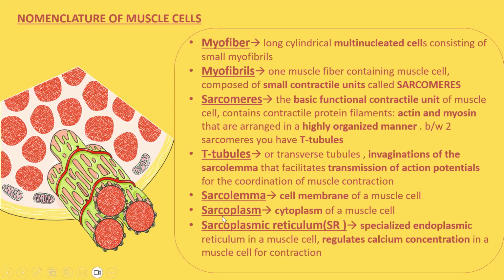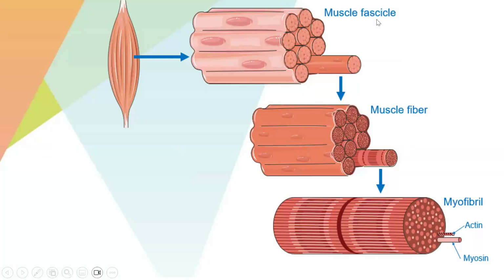Okay, and then any cell has a cytoplasm, but our muscle cell has a sarcoplasm, which is just the cytoplasm of a muscle cell. And any cell will have an endoplasmic reticulum. In our case, we have a sarcoplasmic reticulum, which is basically the calcium storage. Okay, so this is another picture. This is the muscle cell. This is a big muscle cell, a muscle fascicle, small muscle fiber, and then a myofibril.